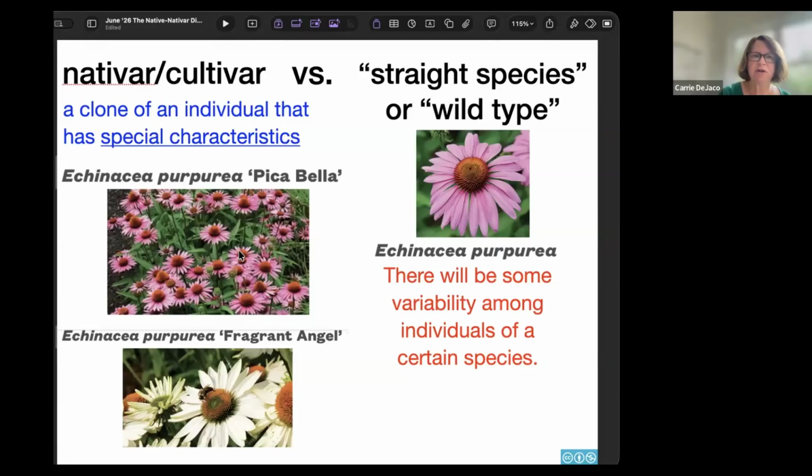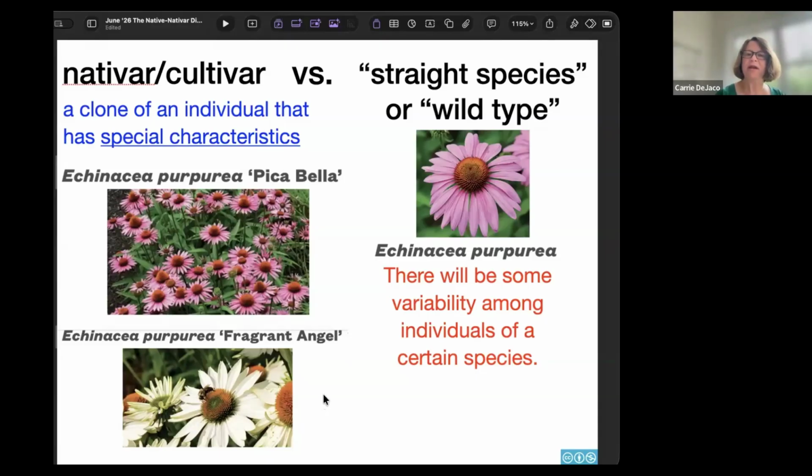Some cultivars of that same species will look very similar to the species, the wild type, what we consider the most common characteristics for that species. But we may also have some cultivars that look quite different. They might have different kinds of petals. They might have different growth forms.